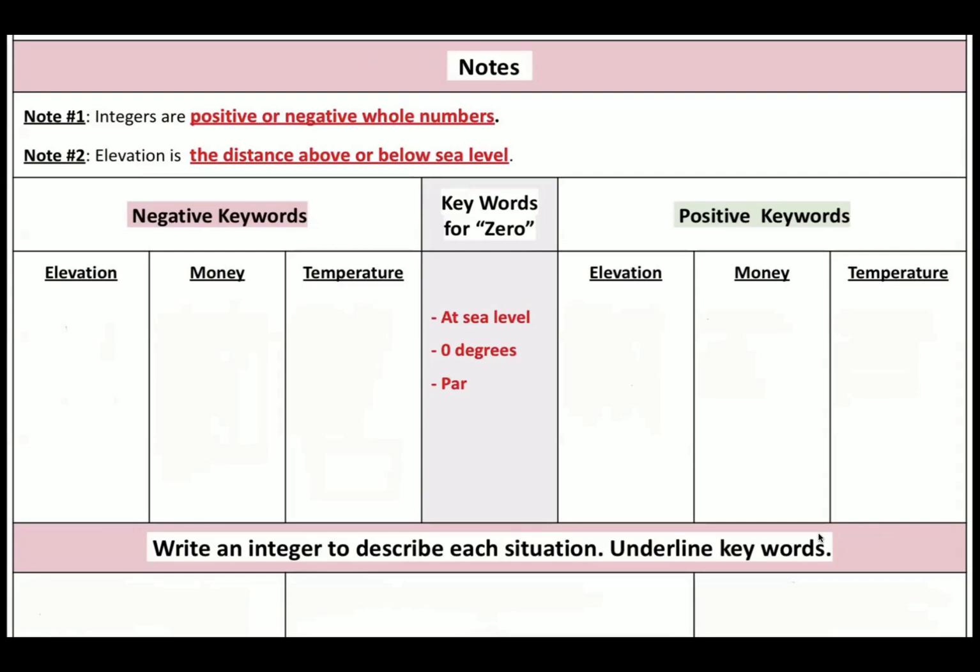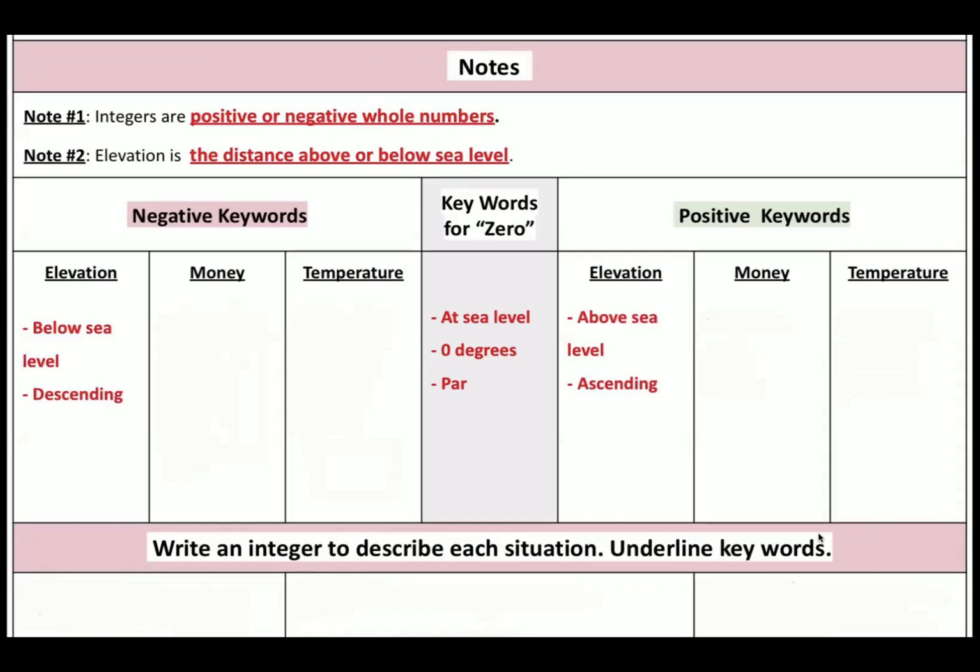Now let's focus on elevation first, under negative. Some keywords for elevation that are negative are below sea level and descending, going down. Elevation positive keywords are above sea level and ascending, going up. Remember, you can always pause the video if you need more time.